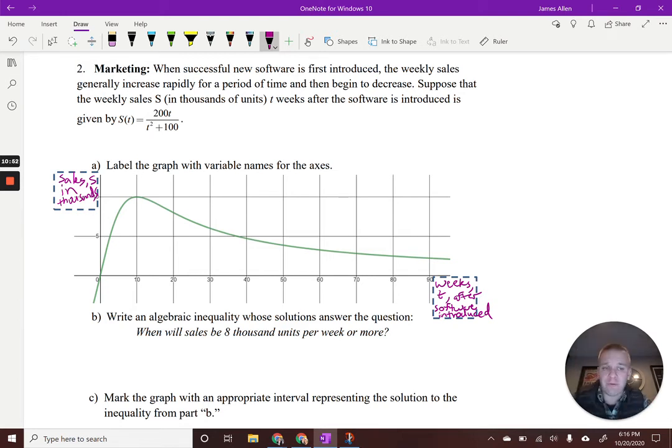So we often label our axes with different letters to notate what we're talking about. S for sales, T for time. I like it. Write an algebraic inequality whose solutions answer the question. When will sales be 8,000 units per week or more?